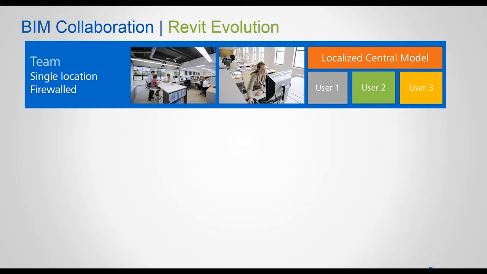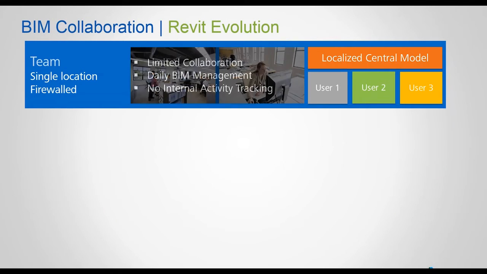It was firewalled, and it was people working on a building, say 5 stories, and they're using that localized, centralized model on their network. They would create their work sets and they would sync to central. The problem with this is that it was limited in terms of collaborating outside of their office. There was a lot of daily BIM management, and there was no internal activity tracking.